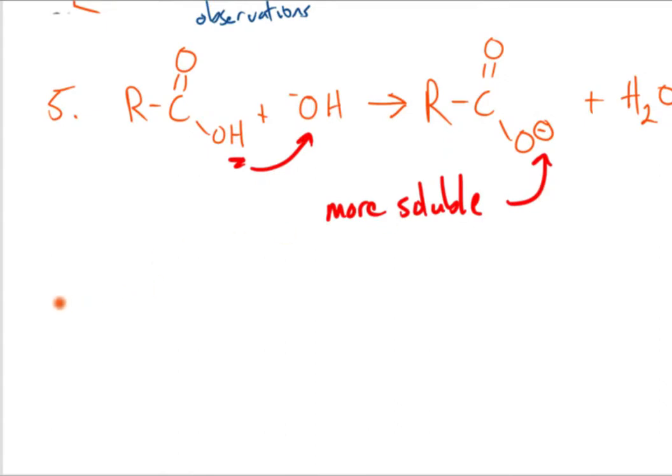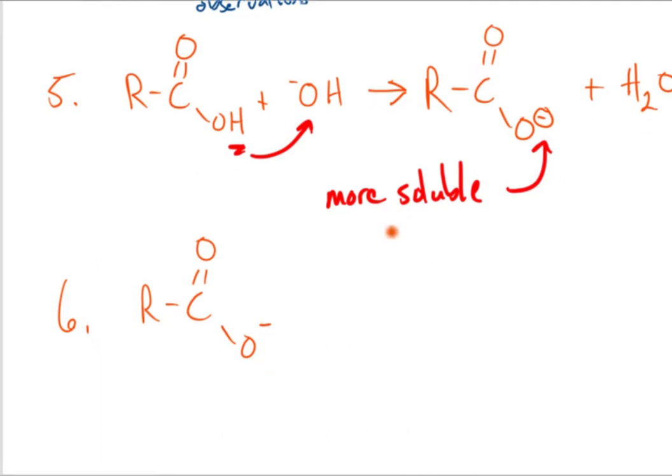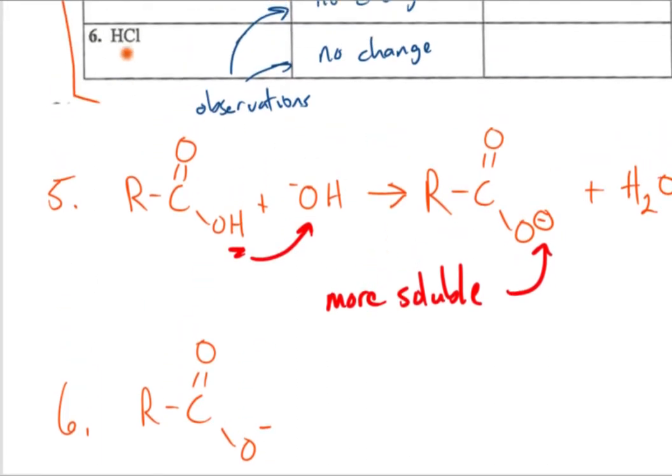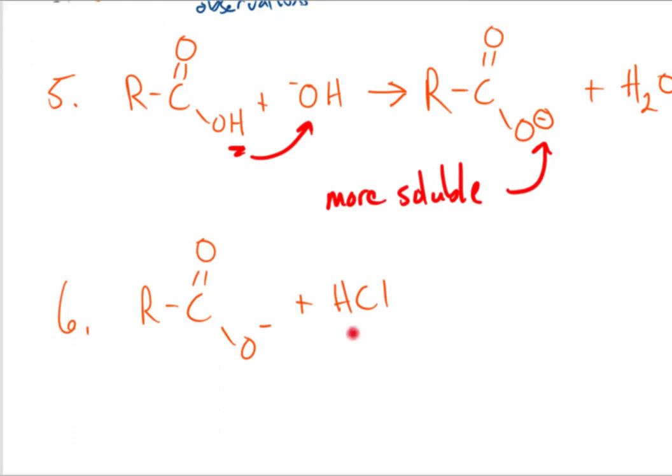So then in part 6, we're going to take our carboxylate, and then what are we reacting it with? Well, we're reacting it with HCl. Let's do that. And now it's the HCl that has the acid, and that proton is going to be donated back to the carboxylate group, and then that's going to reform the carboxylic acid.